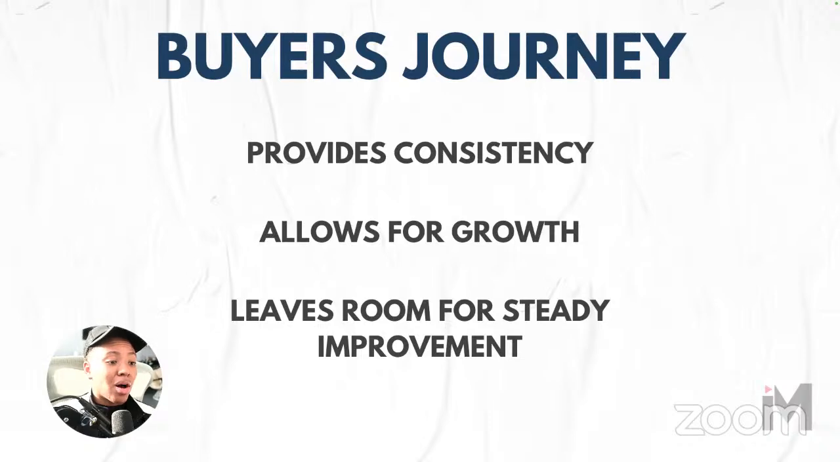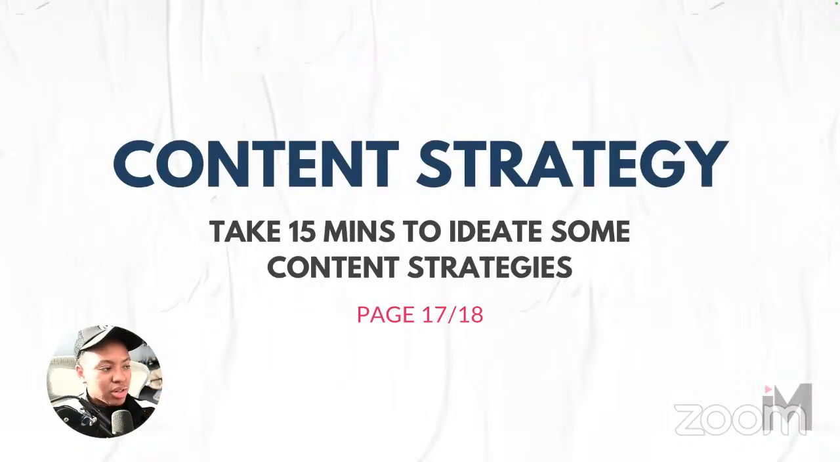Yesterday, we talked about our buyer's journey, which creates consistency across every service that we do. It allows for growth and leaves room for steady improvement. And the last thing that we did yesterday to end the day was to create a content strategy. And that was done on page 17 and 18. And pretty much we figured out where our audience is looking for content and how can we make macro content. And those are big things as far as blog posts, YouTube videos, doing webinars, events, and how can we use those larger engagements to make smaller content like Facebook posts, LinkedIn posts, tweets, as well as TikToks and things like that.